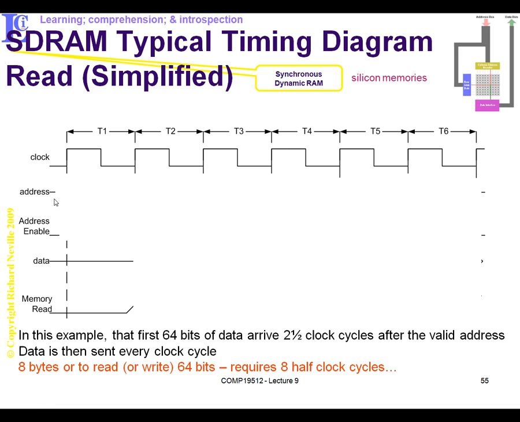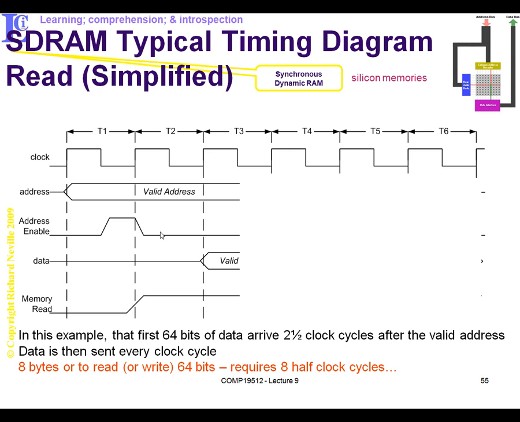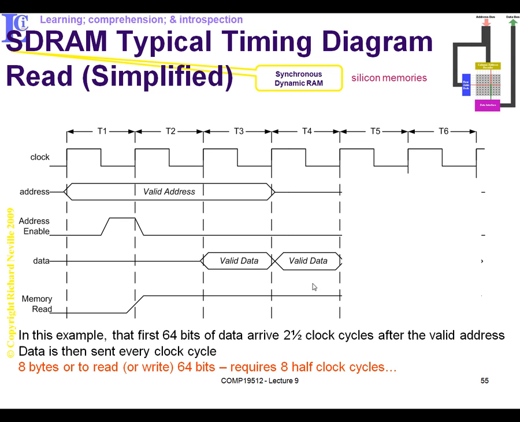First we set up, and we're going to show you what we're doing here, looking at this location first, and then the ones next to it. So first we set up the address, and then we enable that address, and then 1.5 clock cycles later we can actually read the first set of data. After that, once we've set up this valid address, we can read the data sequentially.